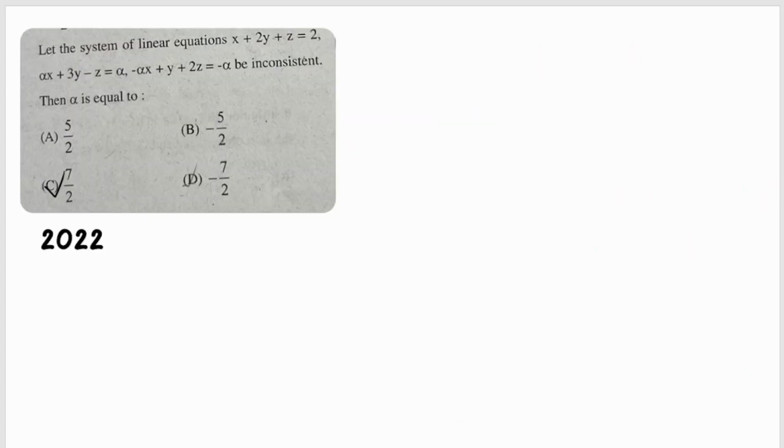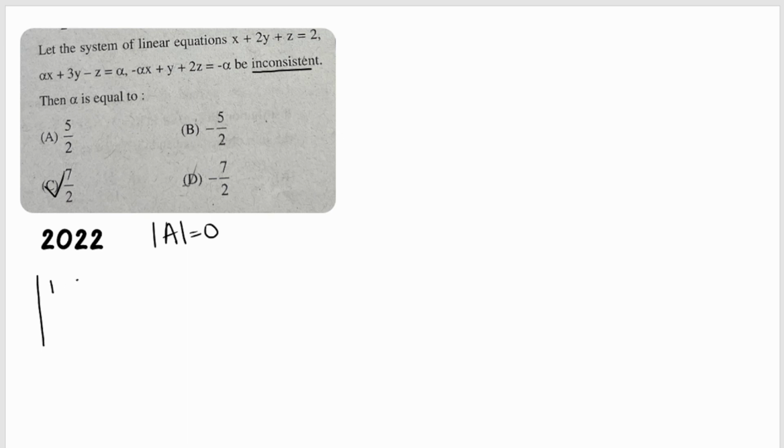So in the next question, they are given the system of linear equations, and it's told that it is inconsistent. Inconsistent means determinant a is equal to 0. Okay. Third case, where inconsistent means no solution. Now first we'll find the determinant. To find the value of alpha, we'll find the determinant a, and we will equate it with 0.